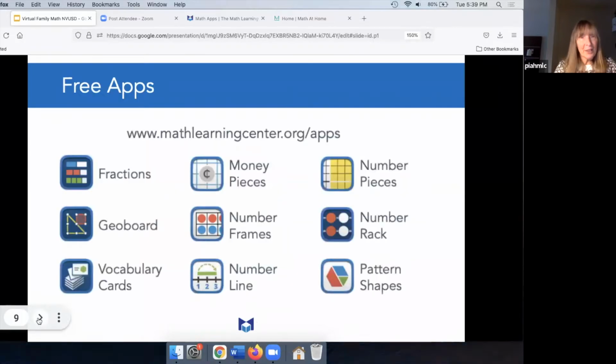So, Math Learning Center, the nonprofit I spoke about earlier, has created a variety of math apps for our families. And these are free, they don't require a username or password, and you can access them for an iPad or a Chromebook or a computer, even on your phone sometimes. So I'm going to go to this page, mathlearningcenter.org/apps. And also, our host is going to put a link in chat for the Math Learning Center apps.